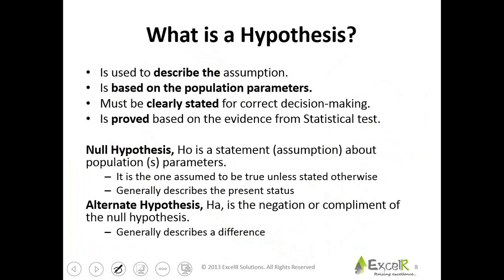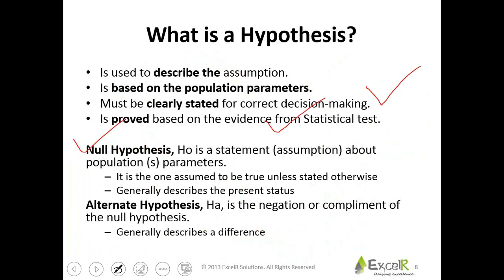Hypothesis must be clearly stated for correct decision making. And hypothesis is proved based on the evidence from statistical test. Some statistical tests we do, right? For instance, in our green belt we have done 2 sample t-test, we have done 2 proportion test, chi-square test, ANOVA, all these things. Right? In black belt we are going to look into many other hypothesis testing.